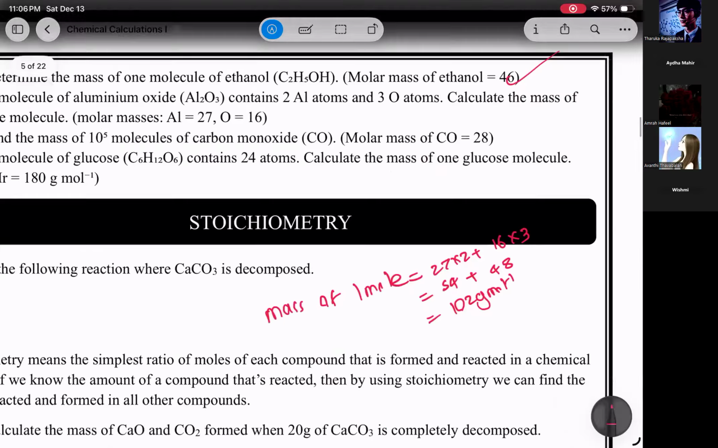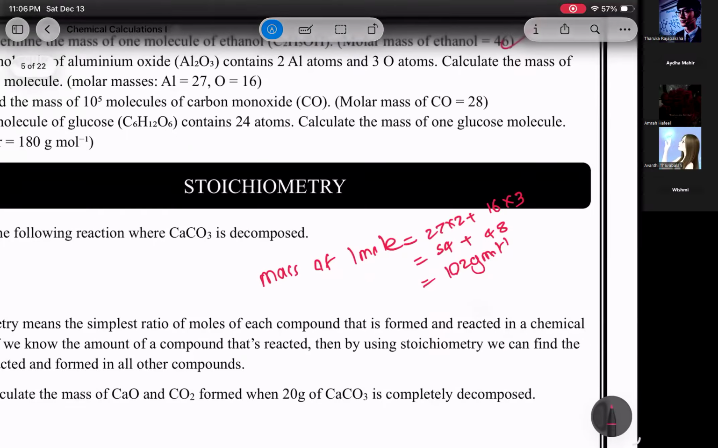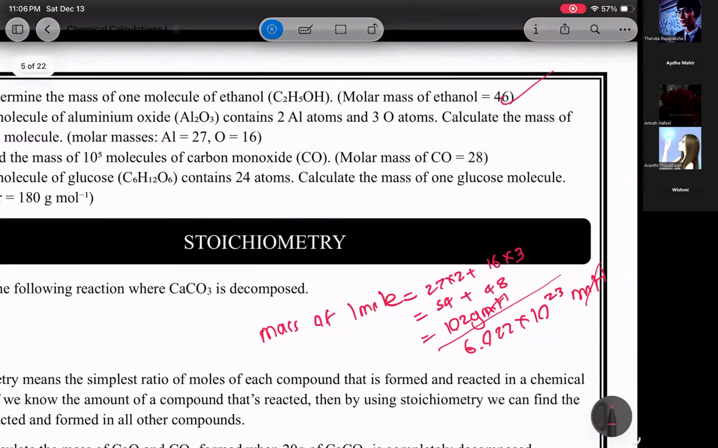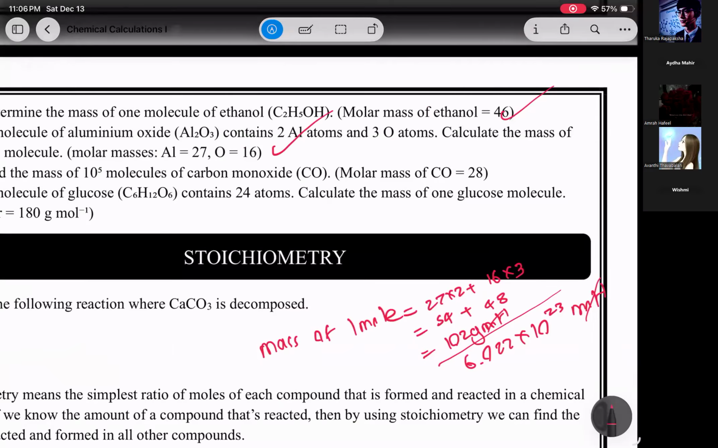So what you do? You divide this by 6.022 × 10^23 per mole. Per mole cancels off. Then you get an answer. That's going to be the answer here: 102 divided by 6.022 × 10^23.